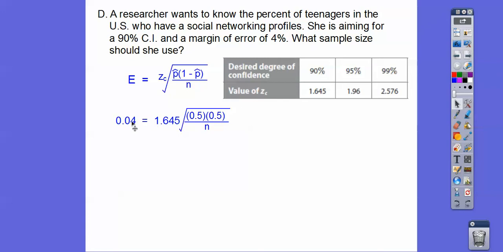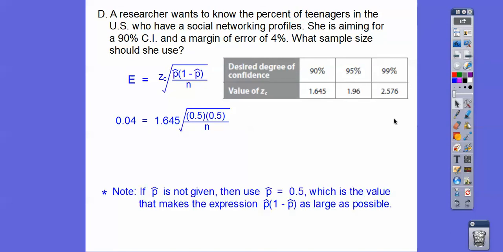So the margin of error is 4%. Our z-score is 1.645 right there. Okay, they did not give us the p-values, so when they don't give us the p-values, then we assume it's 0.5. So this is 0.5. This is 1 minus 0.5, which is 0.5. Okay, and we're going to solve for n right here.